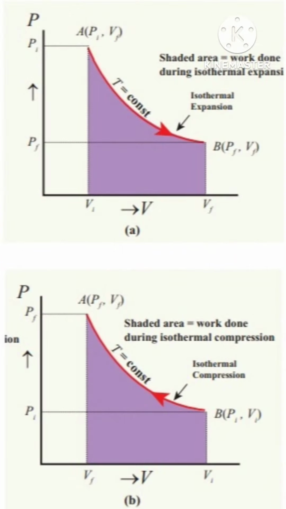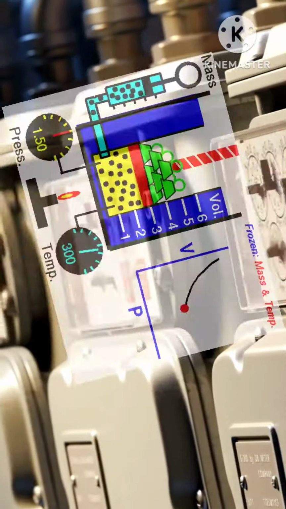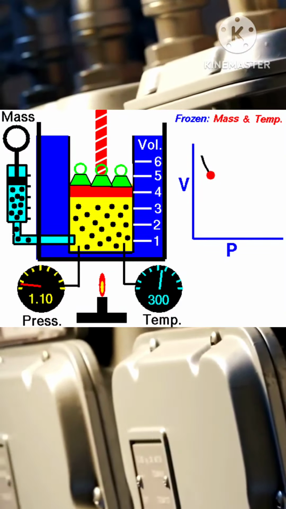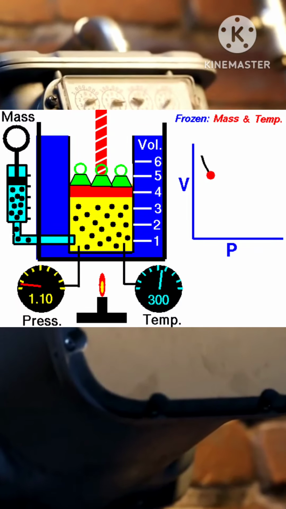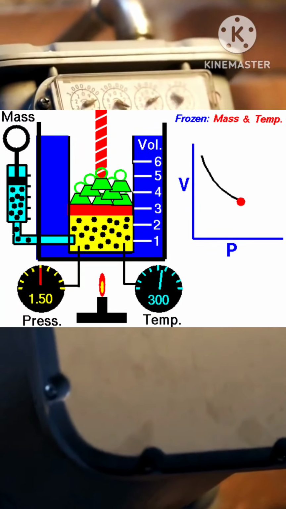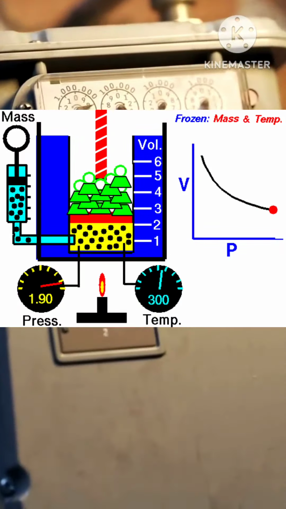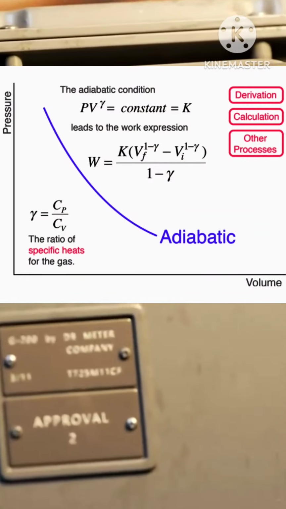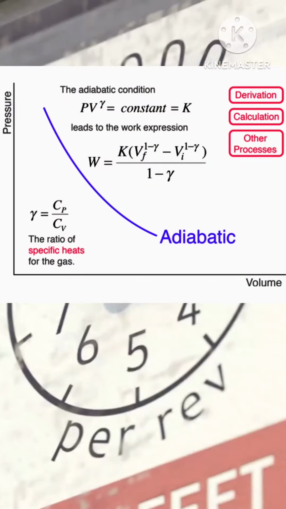In this process, heat is exchanged with the surroundings. An example is the slow compression or expansion of gas in a container with good thermal conductivity, and it follows Boyle's law. Next is the adiabatic process, where there is no heat exchange, so Q equals 0.